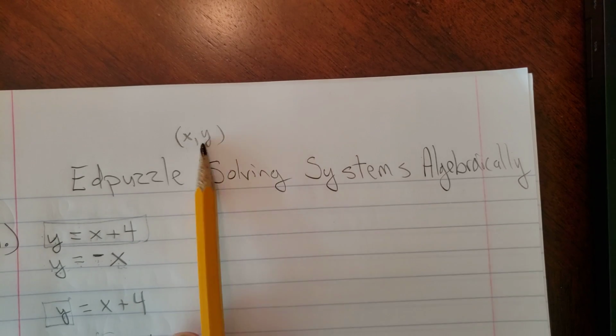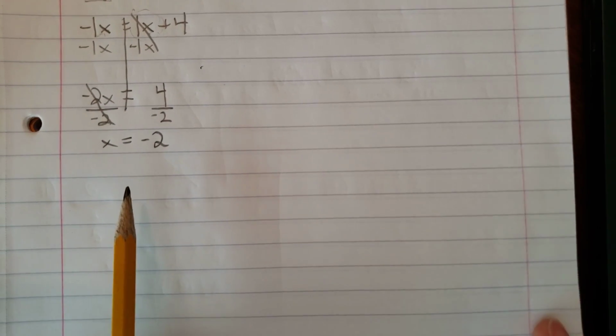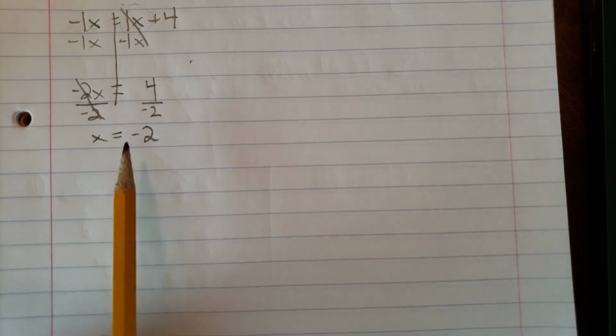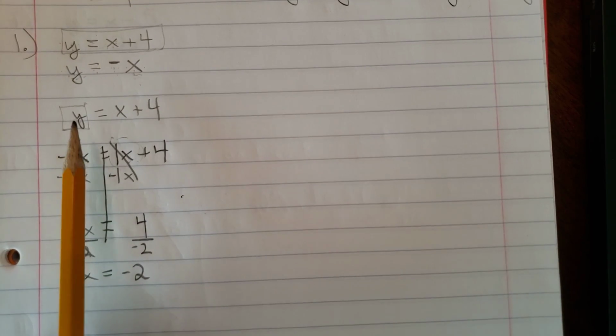I know that, remember, our solution is going to be a coordinate, x comma y. Well, now I know what x is. All right, x is negative 2. Okay, now comes the dub sub part. I already used substitution to get half the problem. Now I'm going to substitute this in to get the other half of the problem.